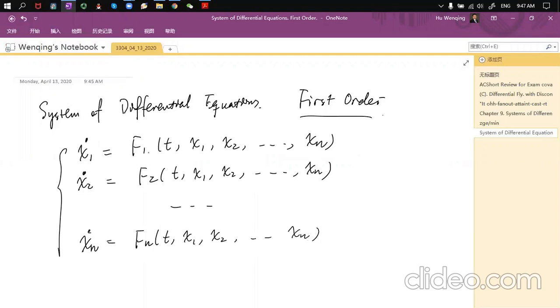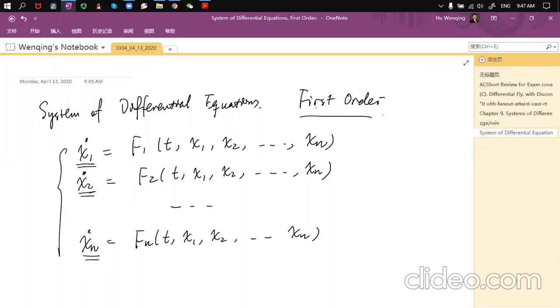So these f1, f2, and fn are given functions, right? So that means that in an abstract way, you're going to put a relation between x1, x2, up to xn in this relation. However, the point here is that you can see the only derivatives that appear are first order there.